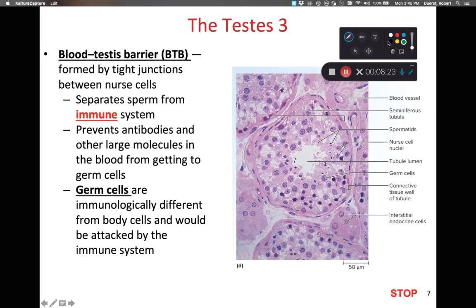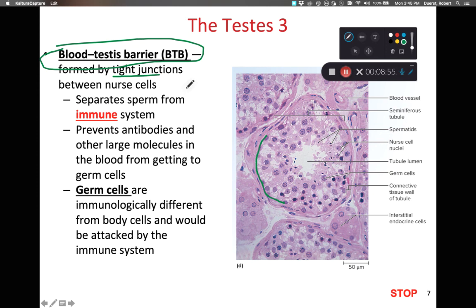As we look at the testes, they also contain what is known as a blood-testes barrier. And this blood-testes barrier is a lot like the blood-brain barrier. It's going to be formed by a bunch of tight junctions. This particular tight junction is going to be between adjacent nurse cells, and it's going to be located around the perimeter of the seminiferous tubule, and is also going to be lining any blood capillaries or blood vessels that may be present within the testes.